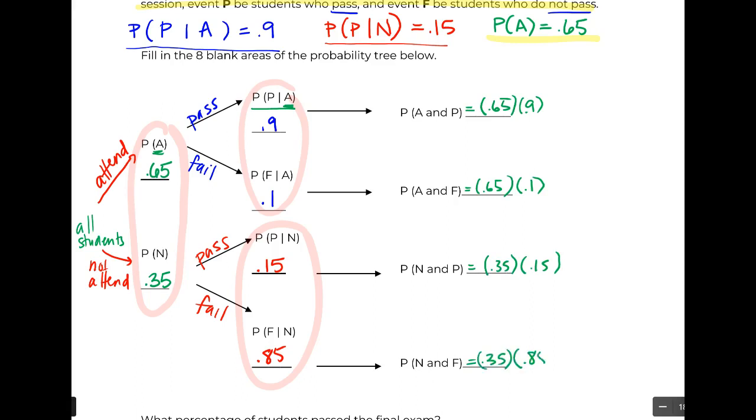And what should happen at the end, we have all of our ands, which are the 4 pieces of a Venn diagram. So just like in a Venn diagram, whatever we get out should sum to 1. And this lets us know that we haven't made any mistakes.